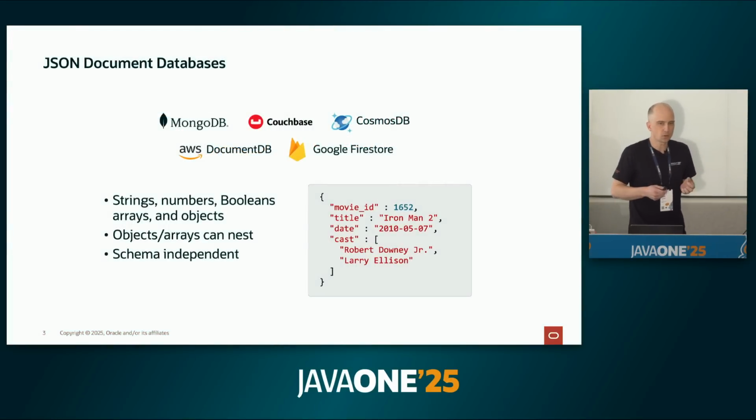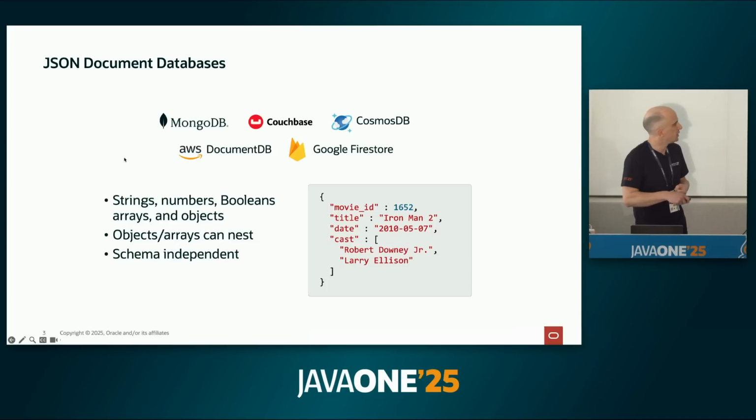A document store is a type of NoSQL database. In fact, it's the most popular type of NoSQL database. And the big elephant in the room here is MongoDB. These databases store JSON or something like JSON. And JSON is this simple format. It has a few types: strings, numbers, booleans, objects, and arrays.